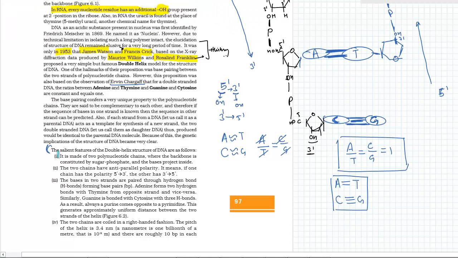So it is made up of 2 nucleotide chains. One is 5' to 3', one 3' to 5', where the backbone consists of sugar and phosphate. We have seen that sugar and phosphate make the backbone, and the bases are projected inside so that they can make the hydrogen bonding. The two chains have anti-parallel polarity, 5' to 3' and 3' to 5'. We are done with this thing as well.